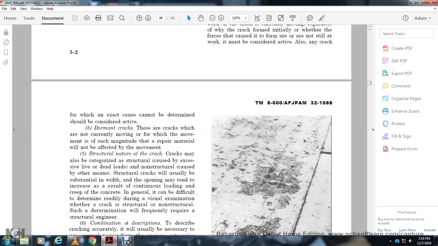Structural nature of the crack. Cracks may also be categorized as structural, caused by excessive live or dead load, or non-structural. The former means the structural cracks will usually be substantial in width. The opening may tend to increase as a result of continuous load and creep of the concrete, but in general it can be difficult to determine readily during the visual examination of the crack. The structural and non-structural determination frequently requires a structural engineer.